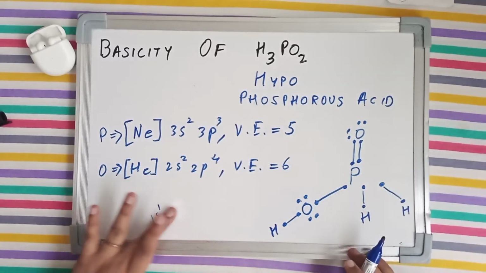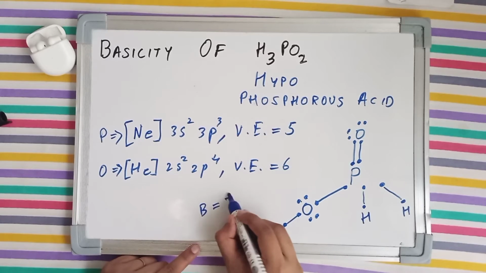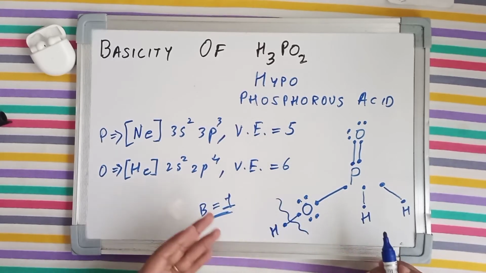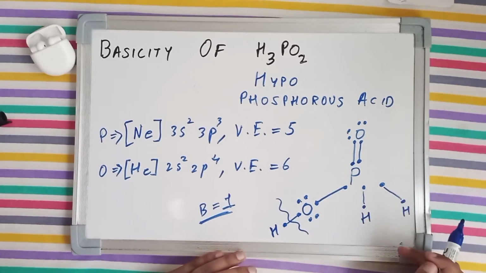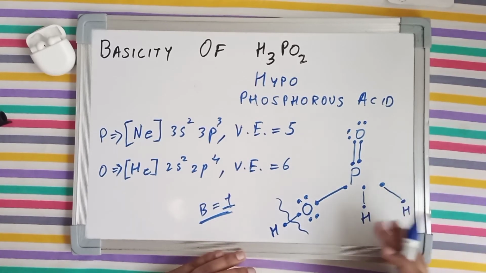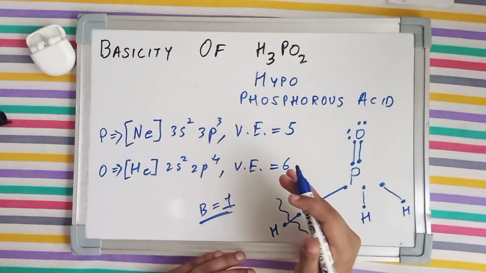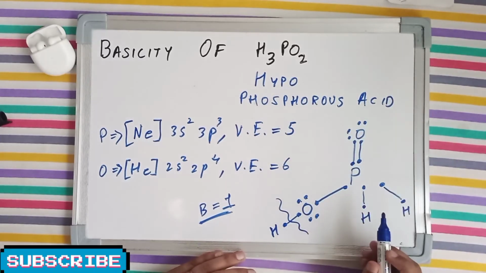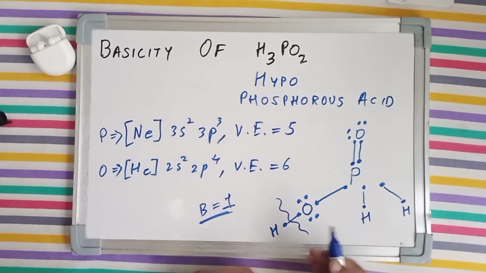So now talking about the basicity. Basicity of H3PO2 will come out as 1. This bond will break off. How? And why am I not including these 2 hydrogens while talking about the basicity? Because we say that basicity is the number of H plus ions released by an acid which is connected to a highly electronegative atom.